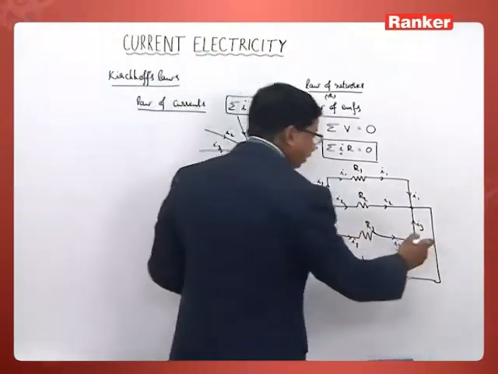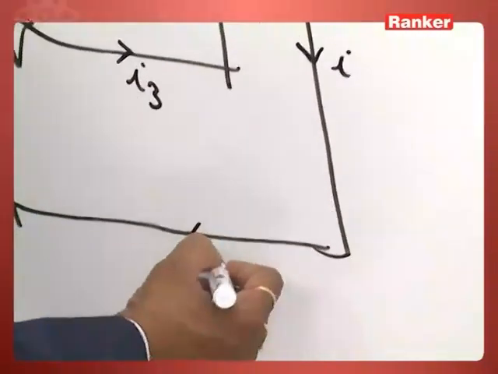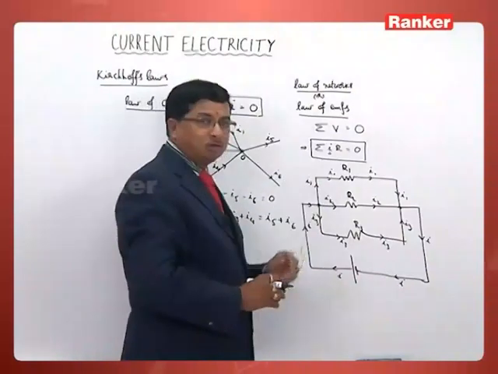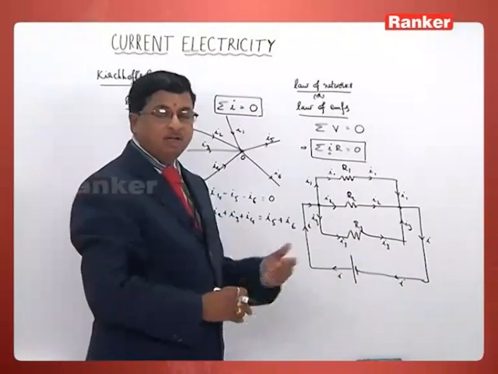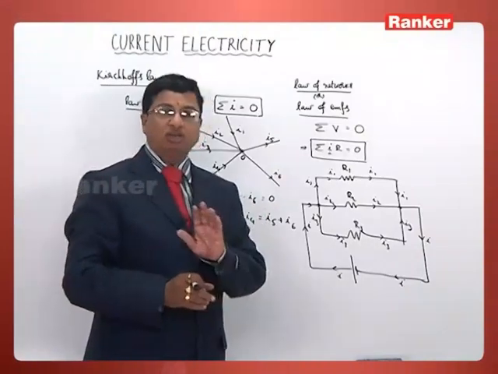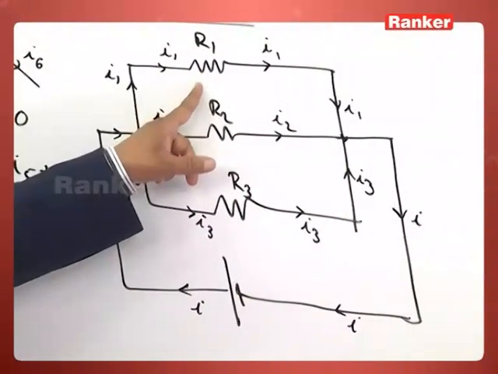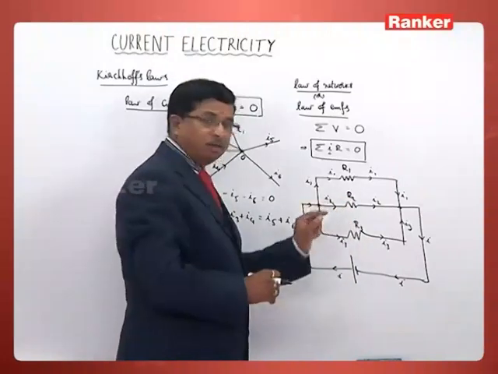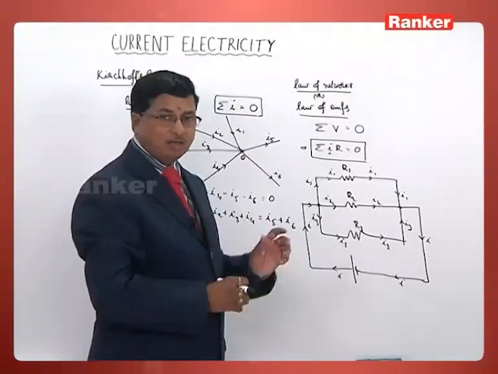So what happens in this? The current that is coming out of the system, that again is going to be I only. That means I is the current entering into the system and I itself is the current which is leaving at the other end. That means the total current in that circuit will not vary. But individually, when you look at this resistance R1, the current across this resistor is I1, across the second resistor is I2, across the third resistor it is I3 as such.